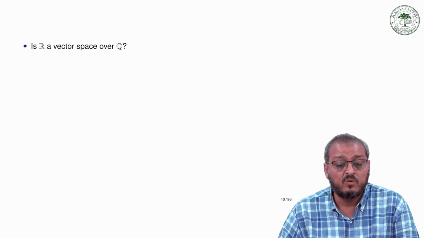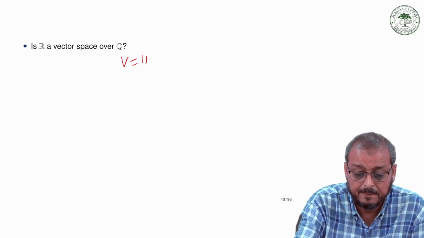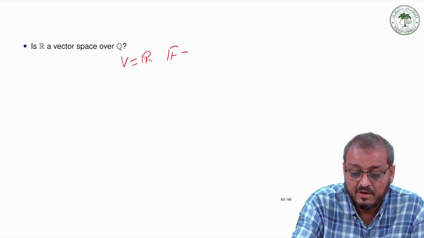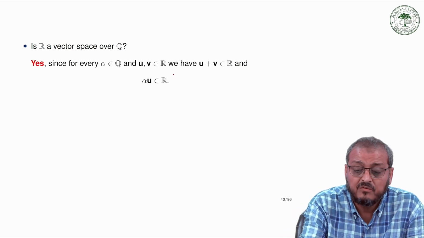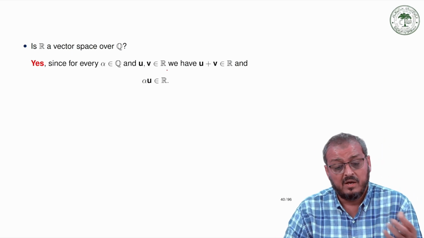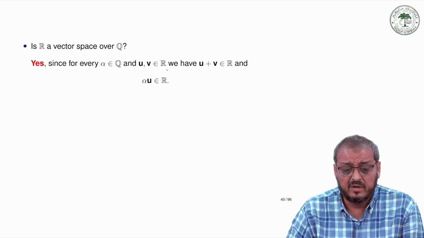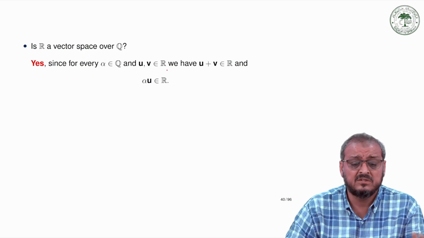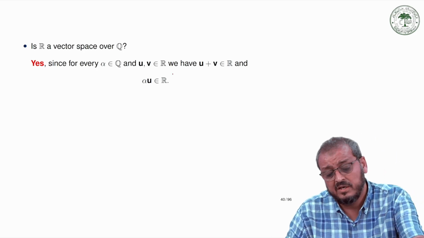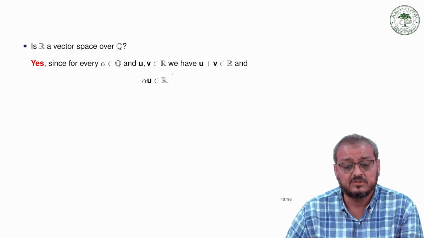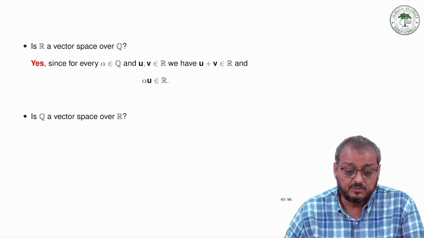Now, consider V equal to the set of real numbers, and F equal to the set of rational numbers Q. Yes, this is clearly fine. The sum of two real numbers is again a real number, and a rational scalar times a real number is a real number, so it also belongs to the real numbers. So it is closed, and we can find that it satisfies all the other properties of a vector space.